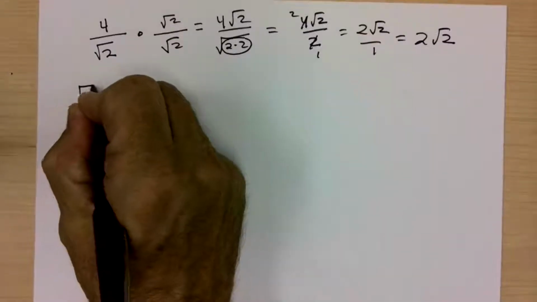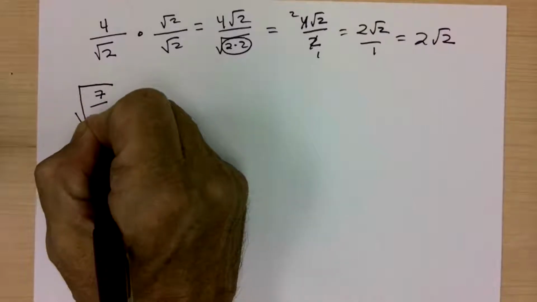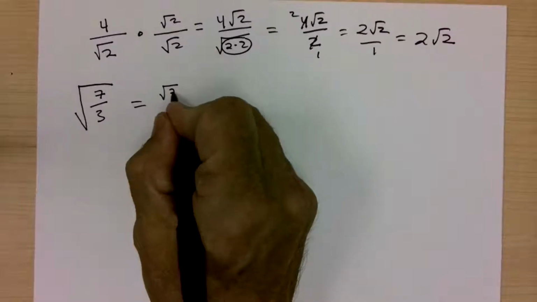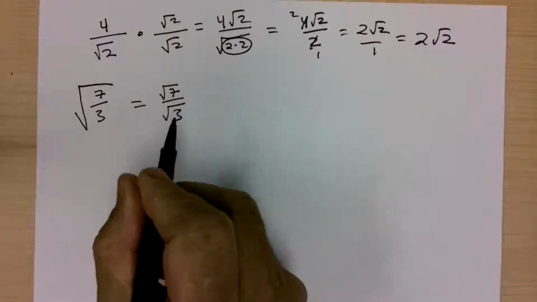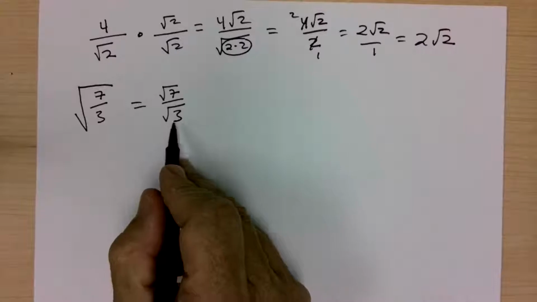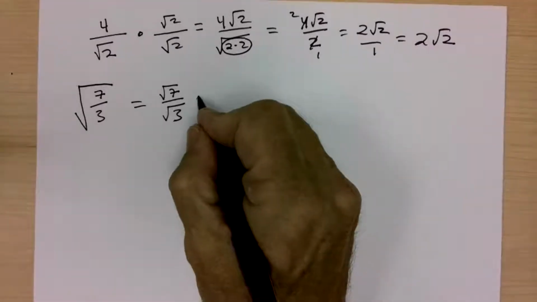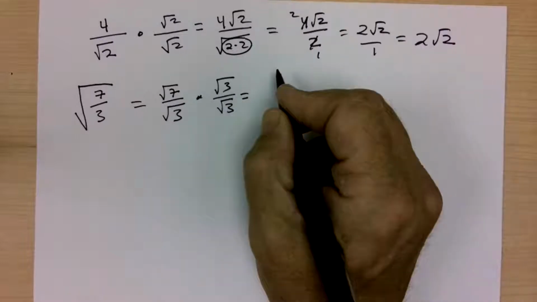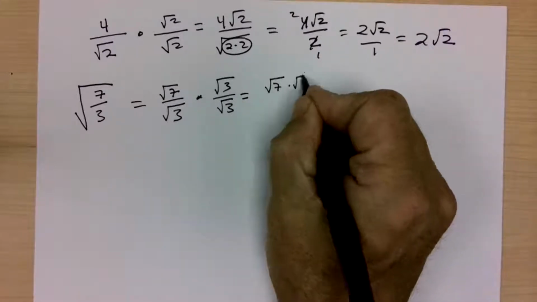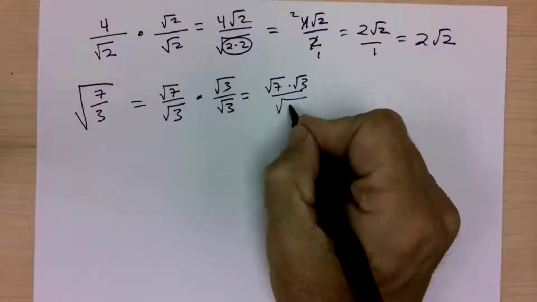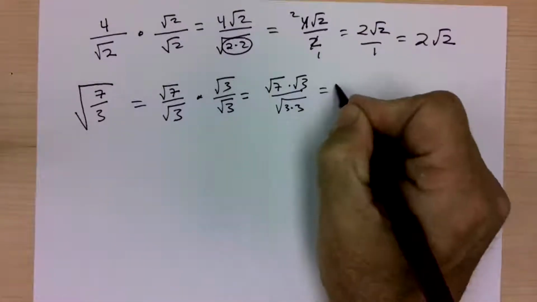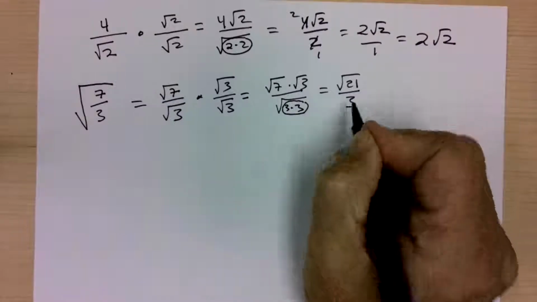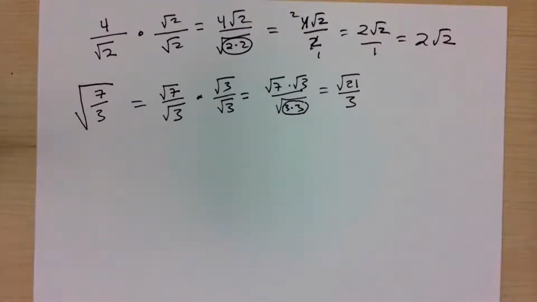If I have a question like the square root of 7 over 3, we have to realize that can be written as square root of 7 over square root of 3. Now there's a radical downstairs. We do not want to have radicals in the bottom. We're going to multiply top and bottom by the same number, this time square root of 3. Upstairs root 7 times root 3. Downstairs root 3 times root 3. So upstairs that's root 21. Downstairs root 3 times 3, it's a pair of 3s. The 3 comes out and we get root 21 over 3.